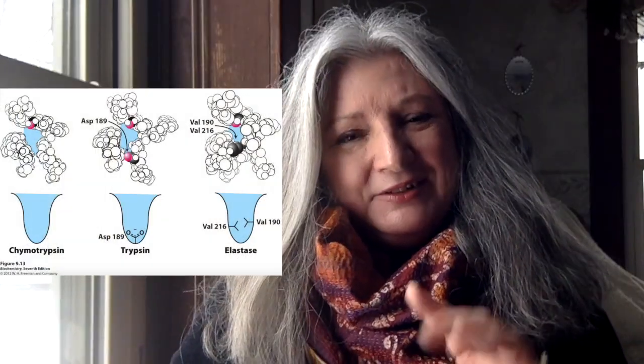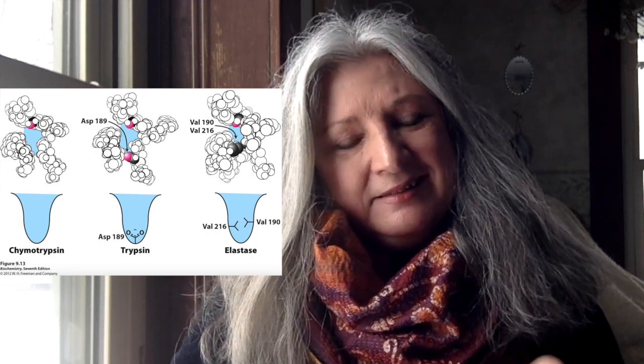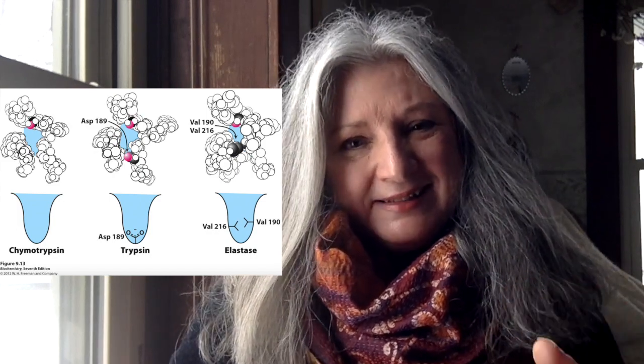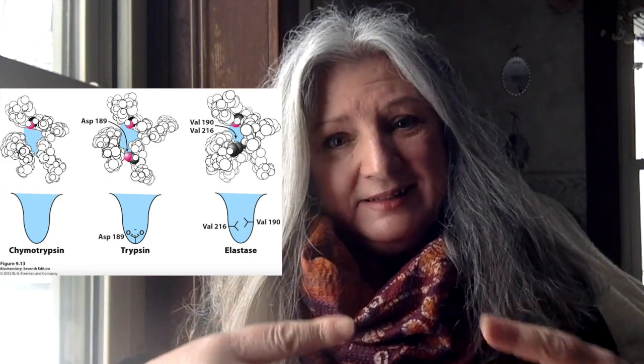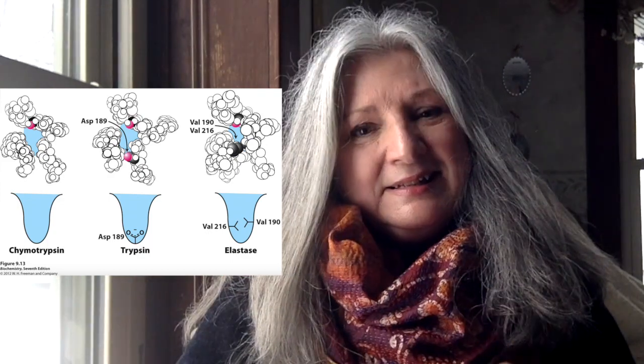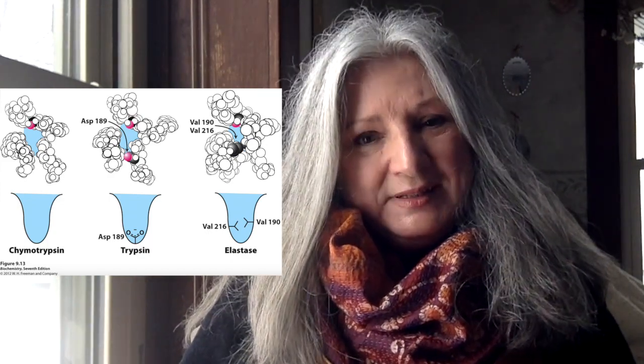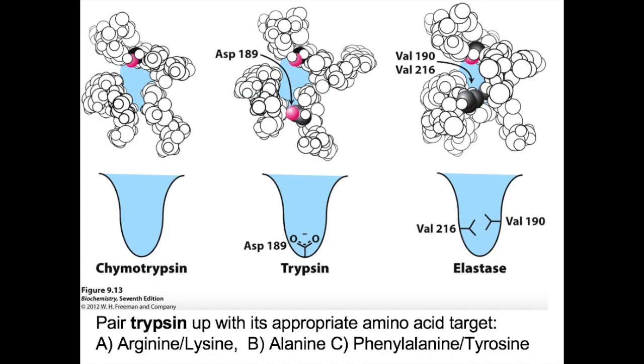For instance, trypsin has an aspartate in the active site, whereas elastase has a couple of valines in the active site. And it is the nature of the active site that determines its specificity. Each of these proteases, chymotrypsin, trypsin, and elastase, cleave the peptide bond after a specific amino acid that fits into the active site. Can you pair these proteases up with their target amino acid?